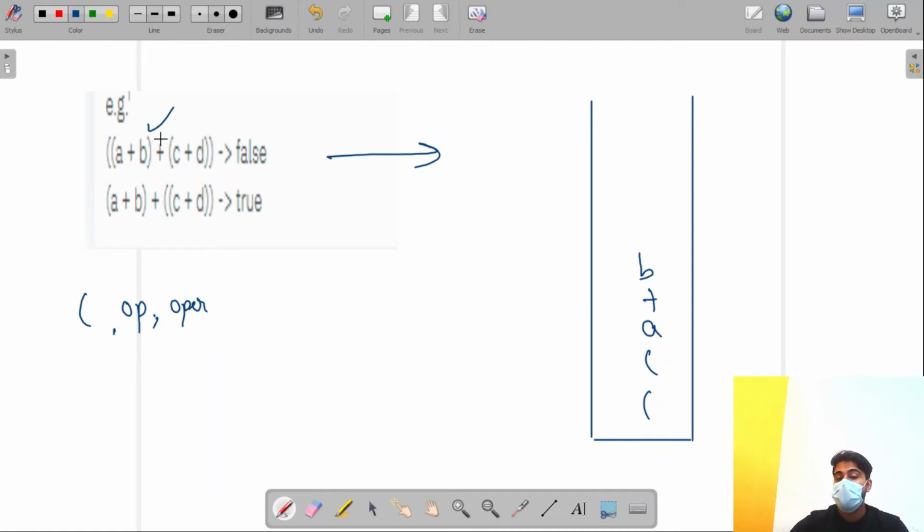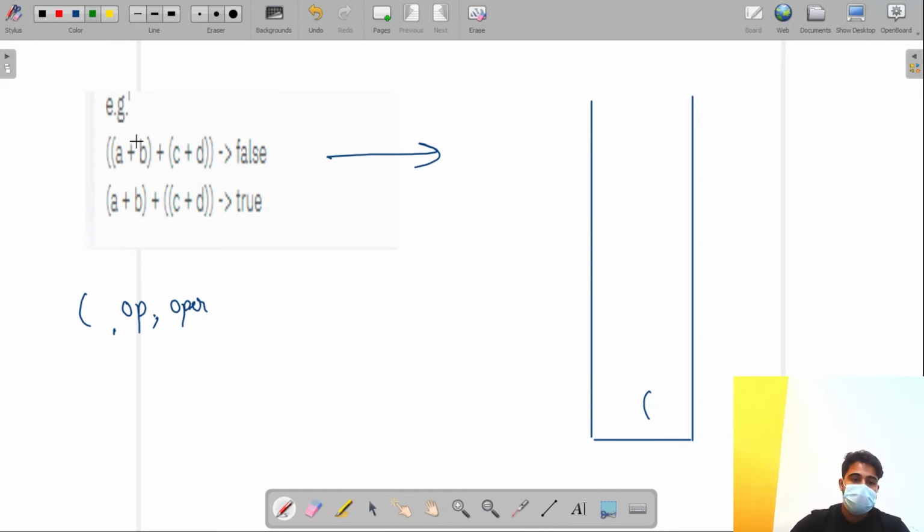Now I encounter the closing bracket. The moment I encounter the closing bracket, I start popping my elements from the stack, till the moment I encounter the opening bracket at the top of the stack. At first we pop b, we pop plus, we pop a, and the moment I get the opening bracket on the top of the stack, I can say that yes, there exists some data between the opening and the closing bracket. It means they are wrapping some data, they are not useless. So again I will pop it.